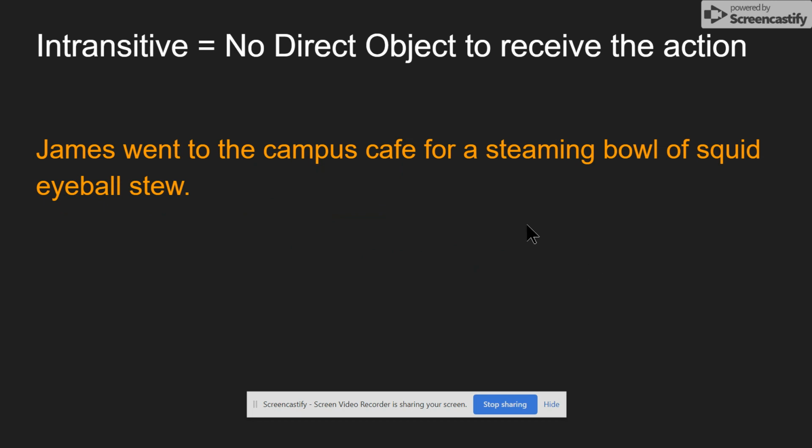Similarly, James went to the campus cafe for a steaming bowl of squid eyeball stew. Don't blame me, I didn't make that sentence up. So what did James do? James went. Everything else after that is added information operating as adjectives or adverbs, but there is no direct object. He didn't go frisbee. He didn't go convertible. We need a noun to be a direct object, and that does not exist here. So went is an intransitive verb.